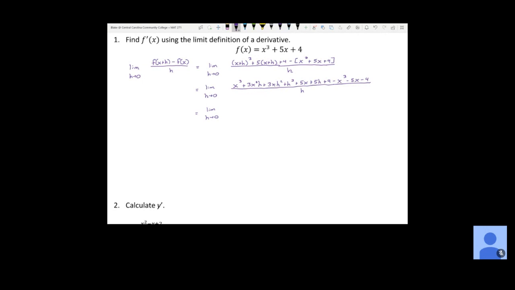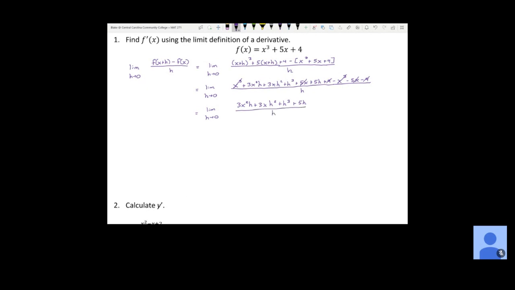Good. So those are the 4 things that are left, right? So we have the 3x squared h plus 3x h squared plus h cubed plus 5h, because the x cubed minus x cubed cancels out, the 5x minus 5x cancels out, and then the 4 minus 4 cancels out. All of that's over h.